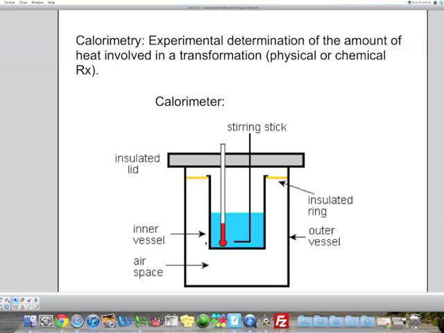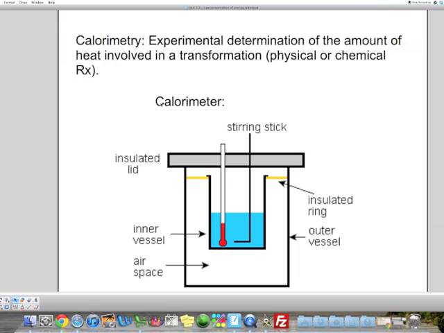Okay, so I have the inner vessel, the outer vessel. I have air that acts as an insulator in between. So energy cannot leave and energy cannot enter the system. So whatever is happening in here stays in here. And we can measure the difference of temperature between the very beginning of the reaction and the very end of the reaction, to see how much energy was involved and whether that energy was absorbed or released by whatever reaction happened in this environment.